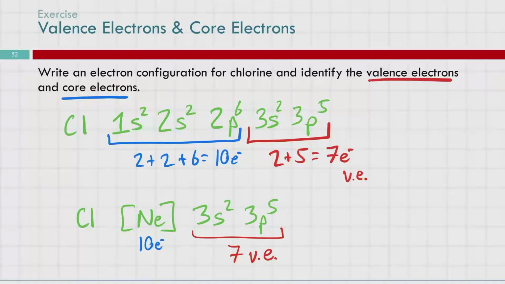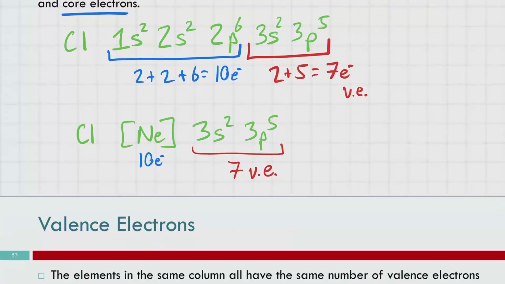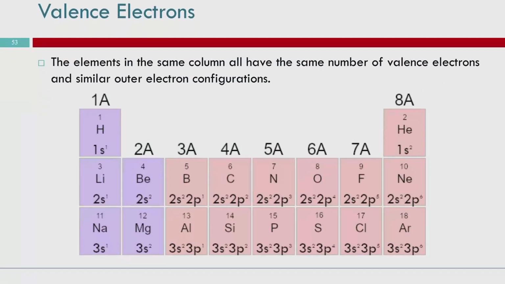Fortunately for us, we don't really have to do this most of the time. For a lot of elements, the pattern is the same. So here's just the valence electron configuration parts for our first 3 rows of main group elements. Notice that everything in the 1A or 1 column has 1s1, 2s1, 3s1. What they have in common, they all have 1 valence electron. And when we move over to 2A, our second column, they all have 2.